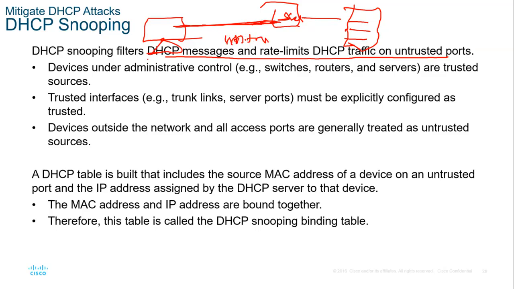So untrusted ports can be limited with rate limits. Each computer, at least, has to send maybe 5 requests. So the 5 requests will not drain or starve the server. A trusted interface, e.g. a trunk link or server port, must be explicitly configured as trusted.